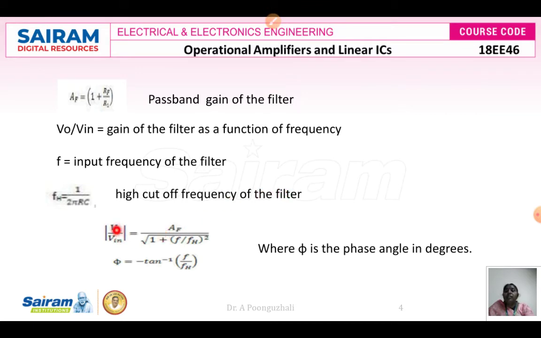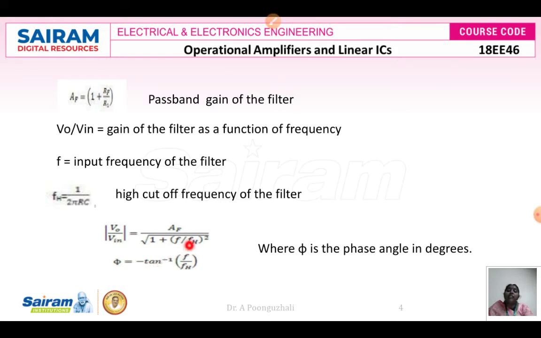So now if I take the magnitude of the gain, the magnitude of the gain is nothing but V0 by Vin is equivalent to AF divided by square root of 1 plus (F by FH) the whole squared. Here this is the magnitude part. Magnitude is nothing but taking the square root. So V0 by Vin is equivalent to AF by square root of 1 plus (F by FH) the whole squared.